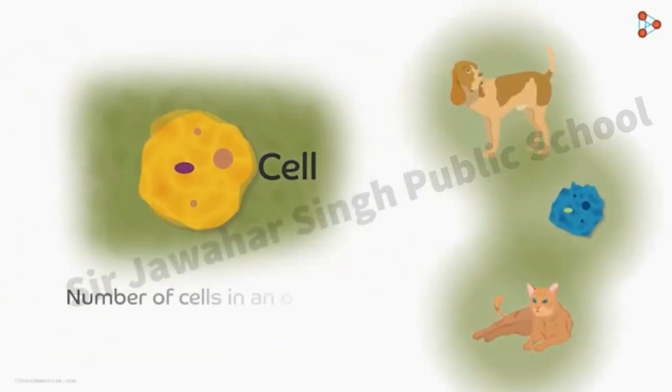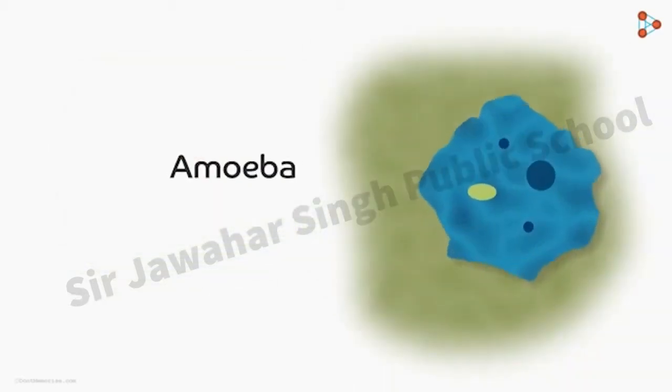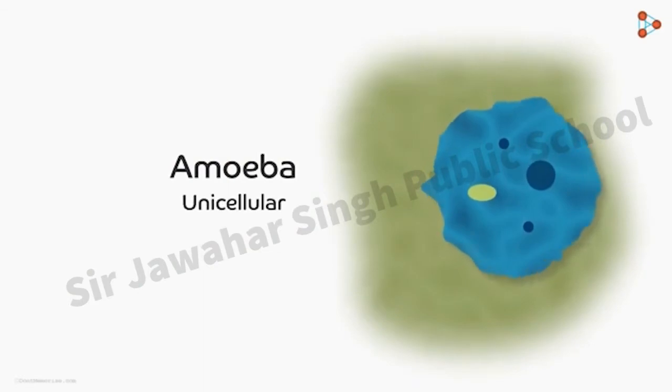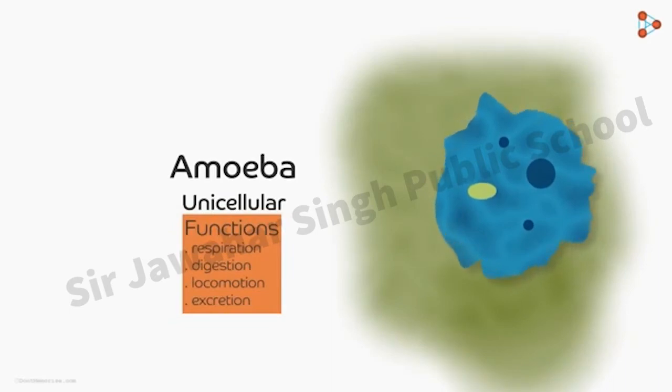How many cells do you think an organism needs to live? 1, 2, hundreds? Well, now that depends on the organism we are talking about. An organism like amoeba is made up of only a single cell. Yes, you heard it right. Just one single cell constitutes the body of an amoeba. This cell carries out all the functions of this organism's body, be it respiration, digestion, locomotion, and excretion.